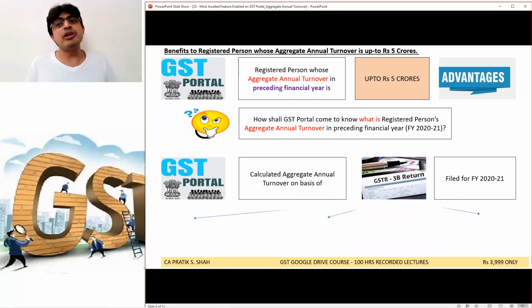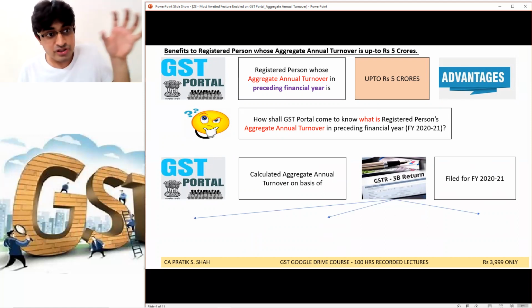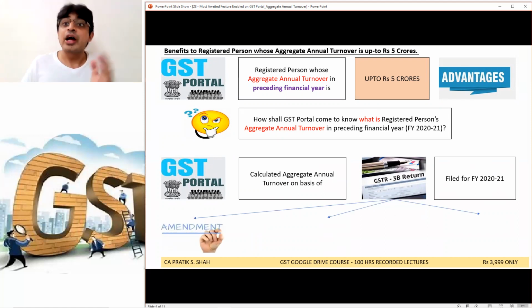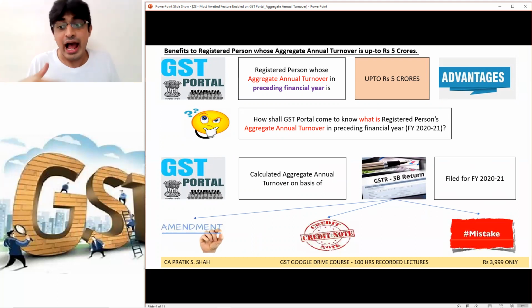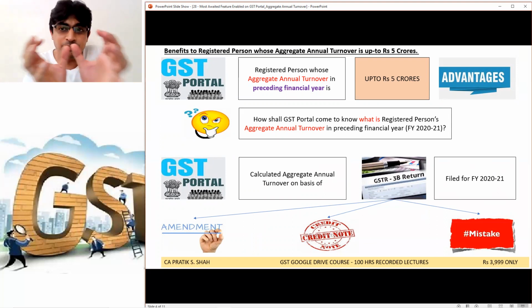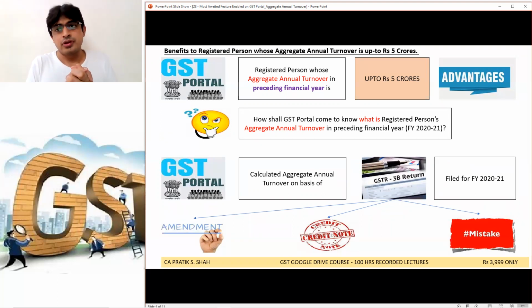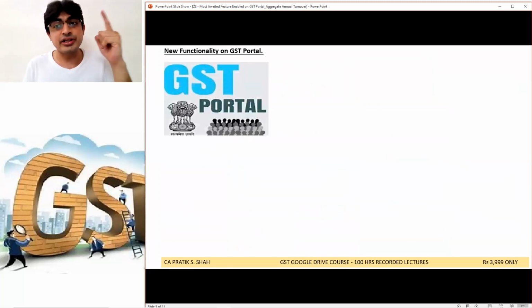But there is a possibility that a mistake of 2021, I have amended in 21-22. I have issued some credit note. I have done some mistake. So the figures of 3B cannot justify the aggregate annual turnover. Correct. So now this new functionality is developed for the benefit of taxpayers.